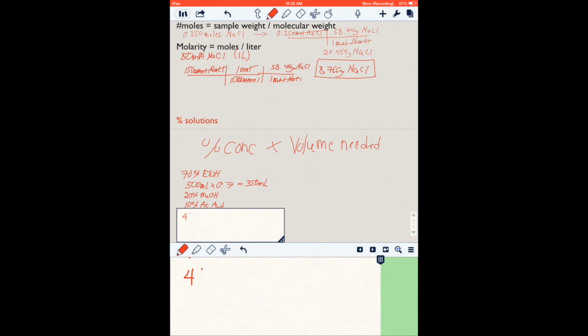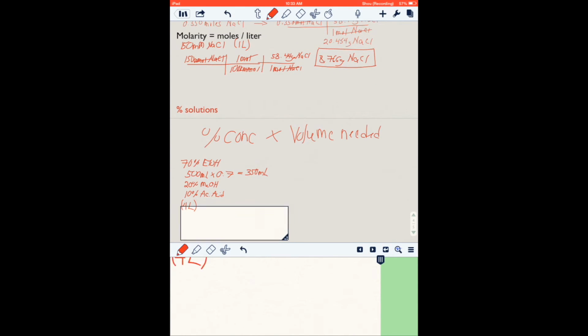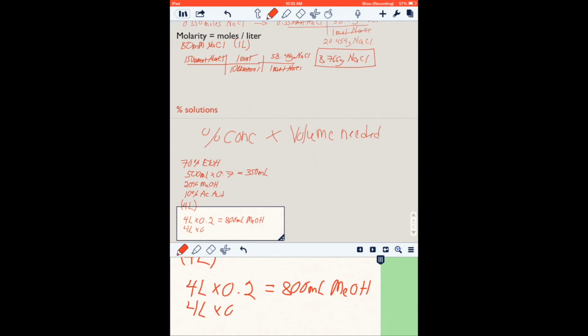So if I needed 4 liters of this solution, it's pretty straightforward. I can just multiply my volume needed times 0.2, and in this case that gives me 800 mils of methanol. And then 4 liters times 0.1, and I get 400 mils of acetic acid. And then the rest of it's just water.